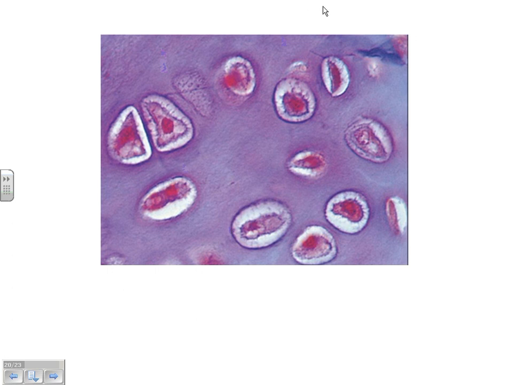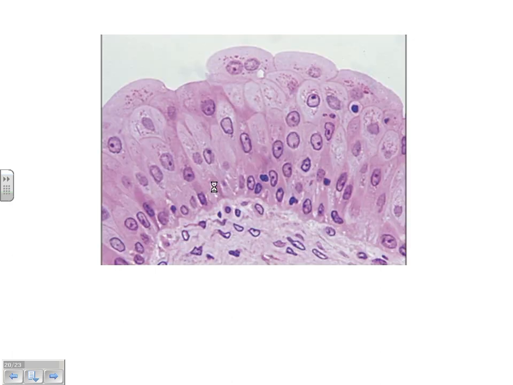Hyaline cartilage. Well, I lost everybody. For a while, everybody was answering. Hyaline cartilage, where is it found? In the bones. All your bones have a piece of hyaline cartilage on them. Okay. What's this?